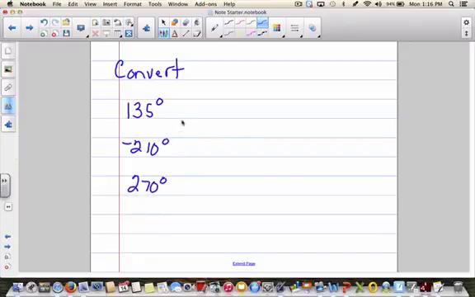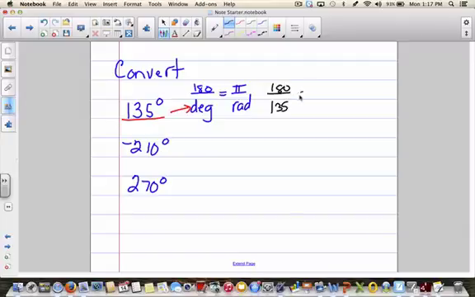So I can start with degrees and go into radians. Whenever I'm working with these, I want to deal with my conversion factor. 180 in degrees is pi in radians. This is in degrees, so it's going to go into my formula where the degrees is. So this becomes 180 over 135 is pi over radian.